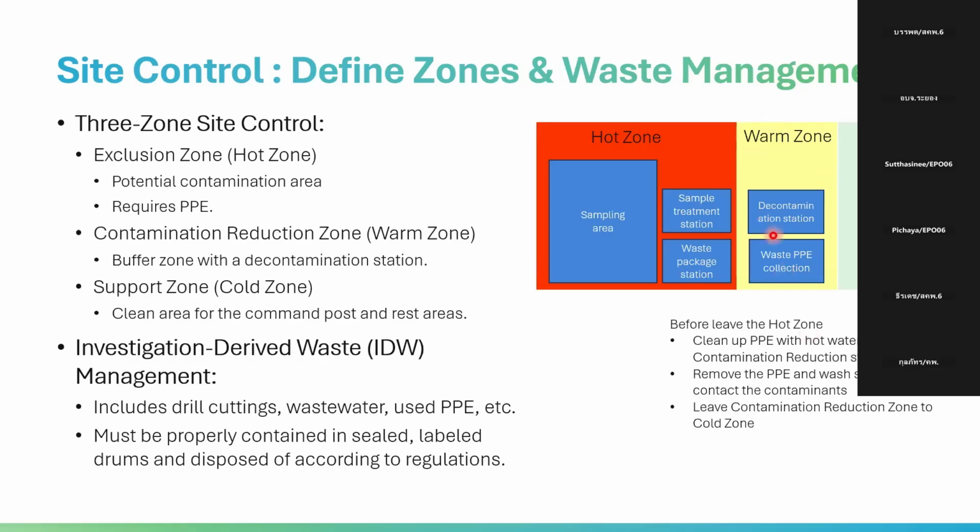And in the warm zone, you wear your PPE, and when you go into the site, you wear your PPE, then go into the hot zone. And in the hot zone, there are the sampling treatment station and the waste package station. You put all of the waste there, and if it contains hazardous material, you can collect it and transport it to the outside for further treatment. So it is important to set up these 3 different regions for when you enter the site and leave the site.